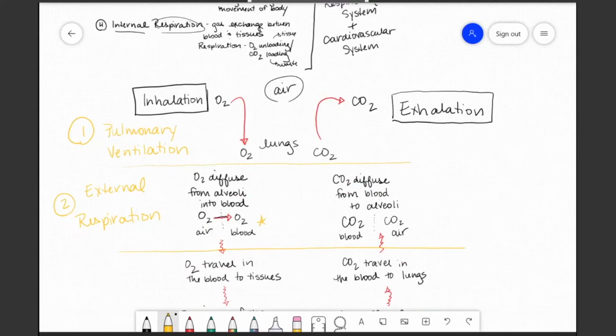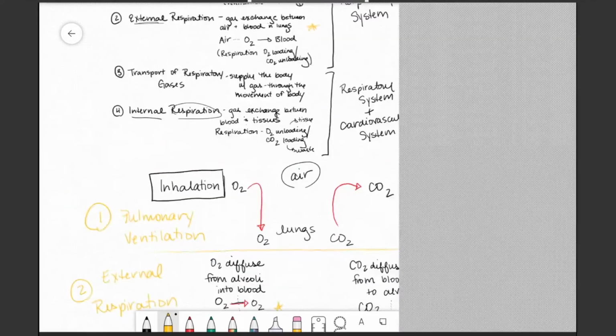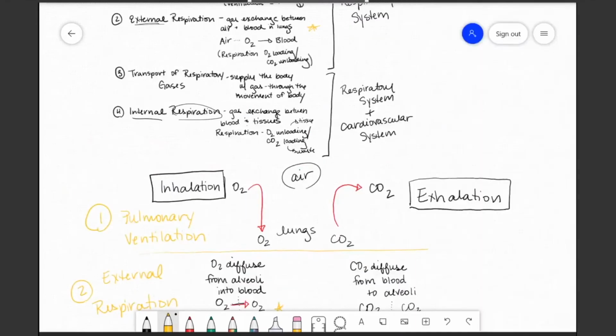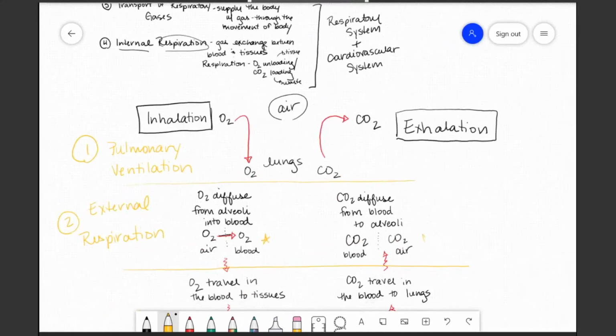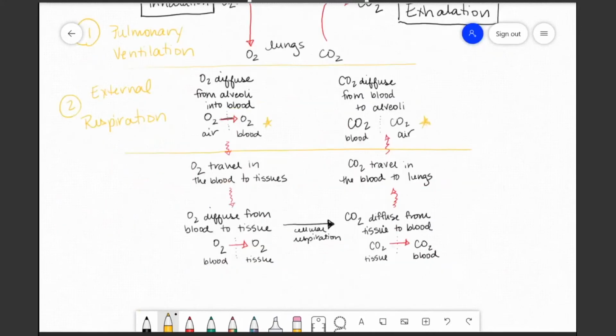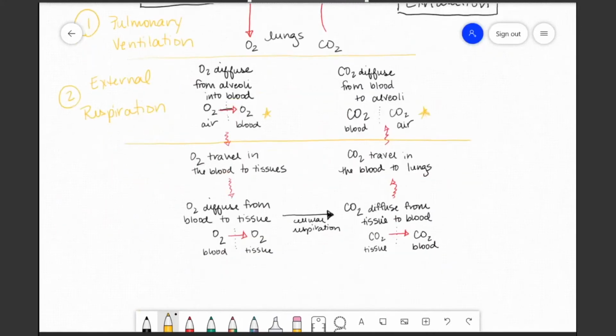But what are we doing over here with our external respiration? We are loading and unloading as well. So look at those. Then after we've exchanged all of our gases in our respiration, we go through the process where we said step 3 was transport of gases.